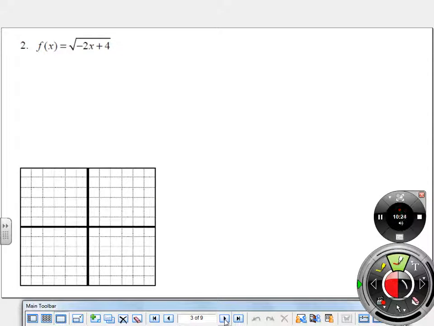All right, for this one, okay, notice there's a lot more going on inside the radical, which means what kind of transformations are happening here? Horizontal, because a bunch of stuff is happening in the radical. So think about factoring what's in the radical so we can see this a little more clearly. If I factor out a negative 2, I'm left with x minus 2. I do that because it helps me see what the true shifts and different things are.